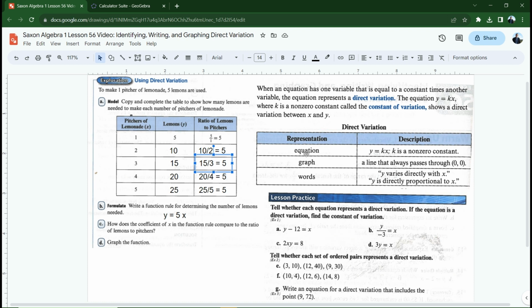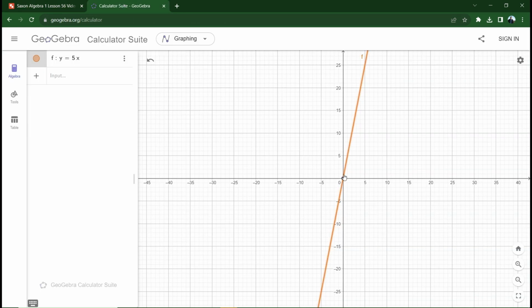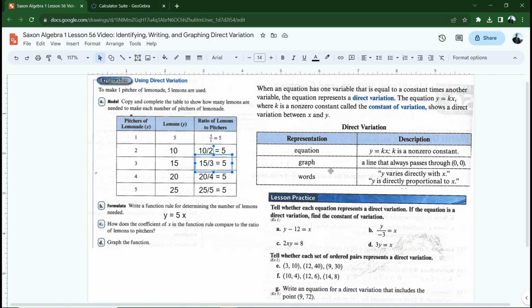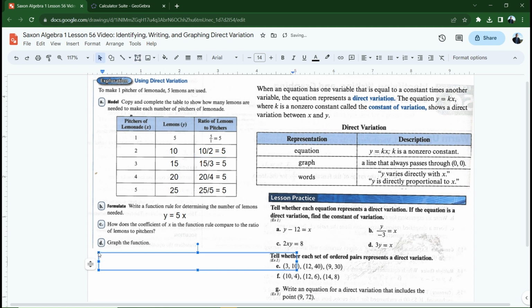We can represent it with an equation, y equals kx. A graph is a line that passes through 0, 0. Notice that this line passes through 0, 0, the origin. Or in words, we could say that y varies directly or is directly proportional to x. All right, we're going to jump into the lesson practice. This lesson sounds hard, but it's actually pretty easy.